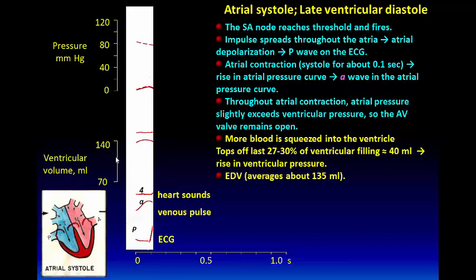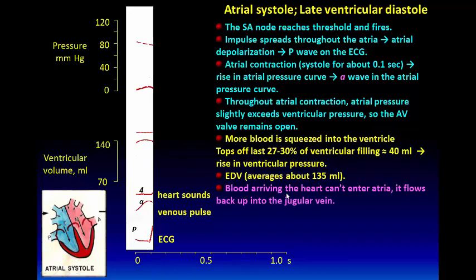This curve shows left ventricular volume changes during the cardiac cycle. So this is the end diastolic volume, which is approximately 135 milliliters of blood.